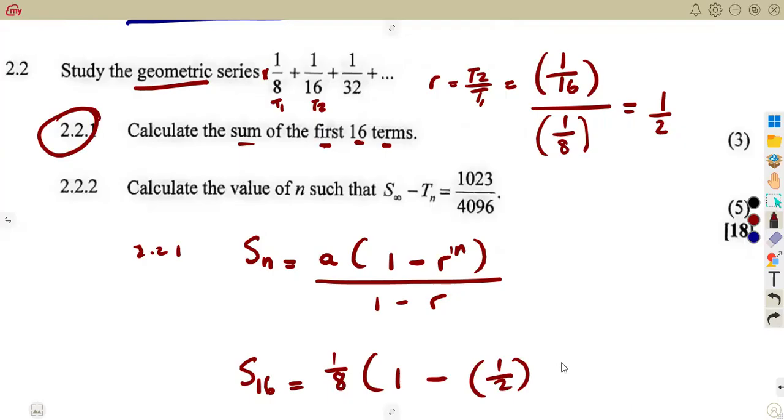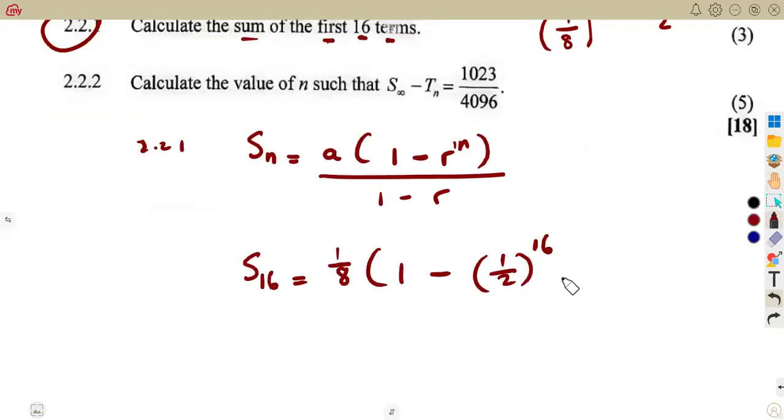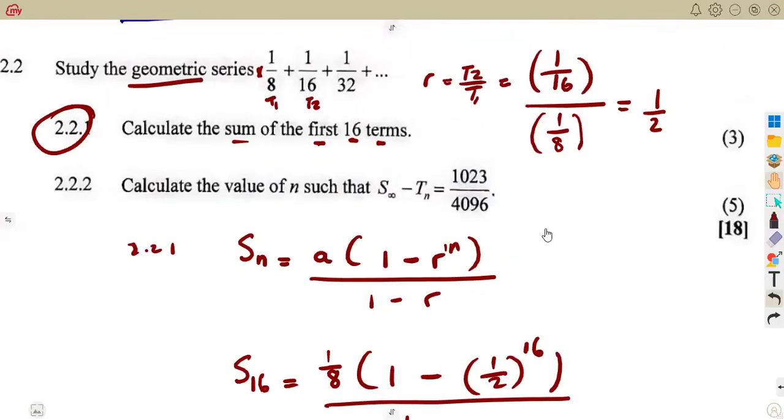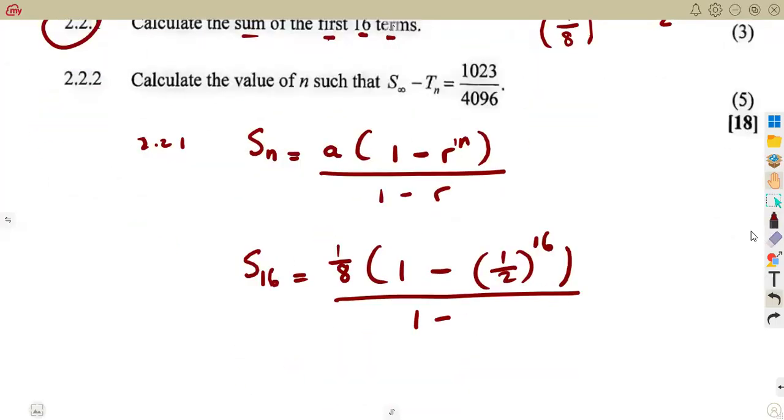16, the number of terms that you're given there. So that's 16. Then whatever you're going to have here, we're going to divide by 1 minus R. Remember, our R there is 1/2, as we calculated before. So this is 1/2. That is going to give us the sum by simplifying these values.